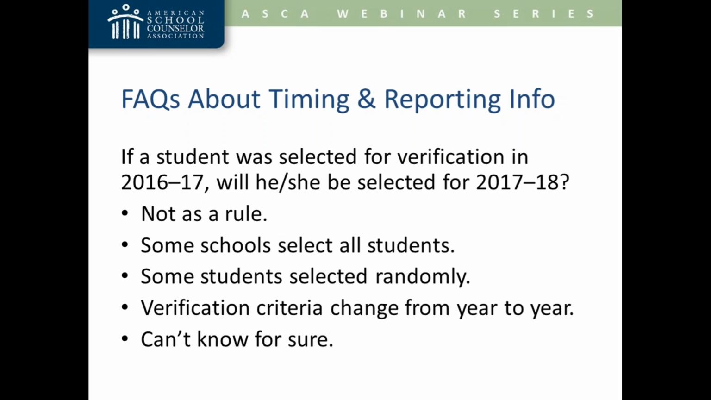Keep in mind, some schools verify all students, so they're going to be selected every year. And some students are selected randomly, and it's possible to be selected randomly 2 years in a row. Also, there are a bunch of factors that determine whether a student gets selected non-randomly, and they tend to change a bit from year to year, so you really can't know for sure.